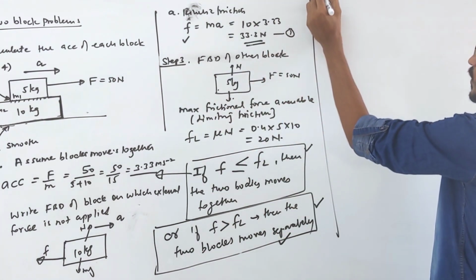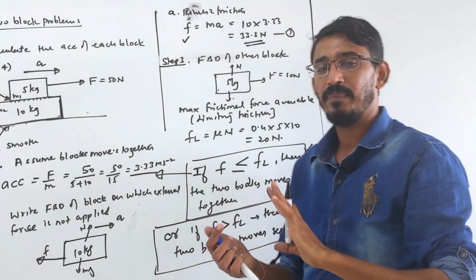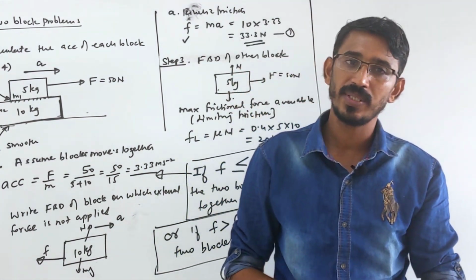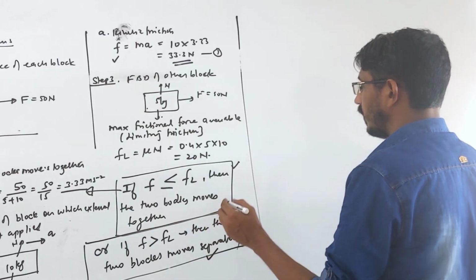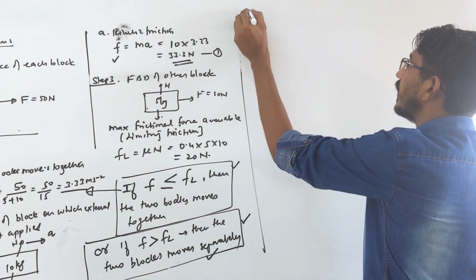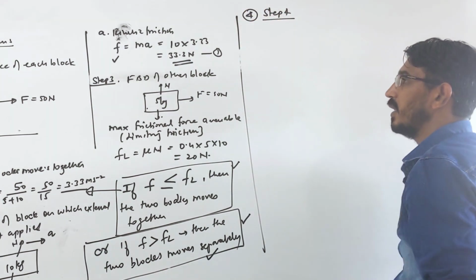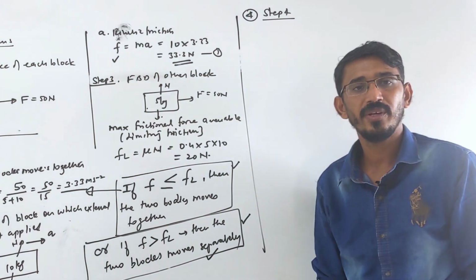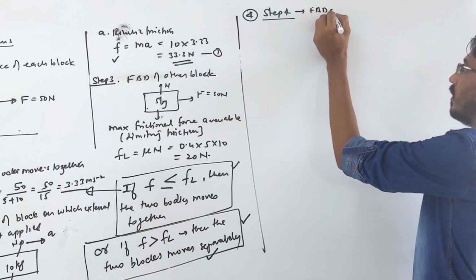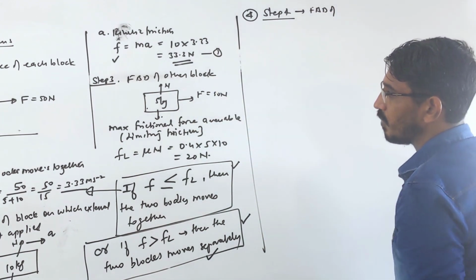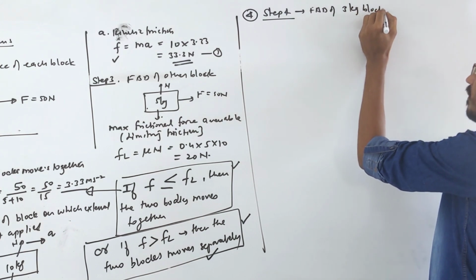So you have to calculate individual acceleration. In step 4 you have to write FBDs and calculate the individual accelerations. Let's see how. So we are writing step 4 to calculate the individual acceleration, and simply we have to write the FBD of the individual blocks again. Let's write the first block. Which block do you want to write? The 5 kg block.